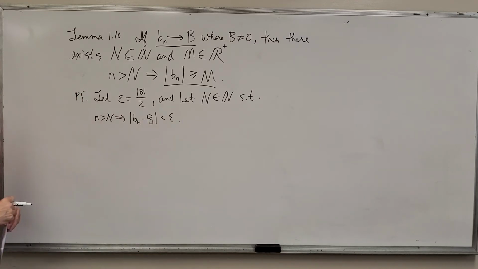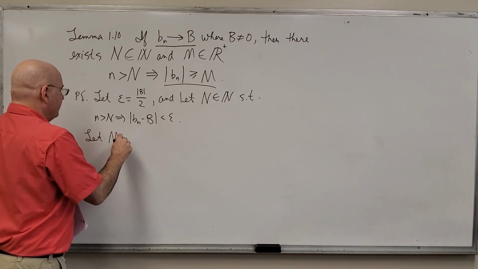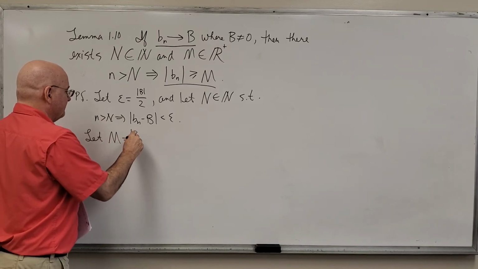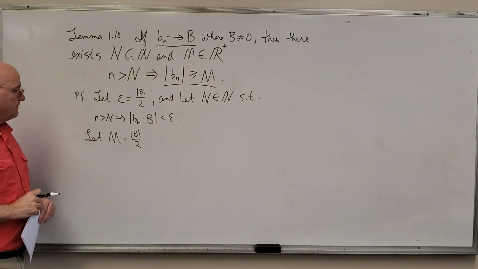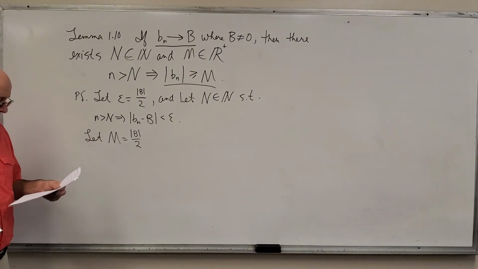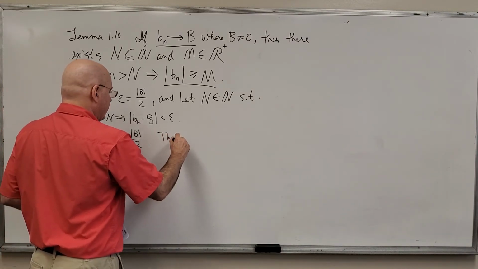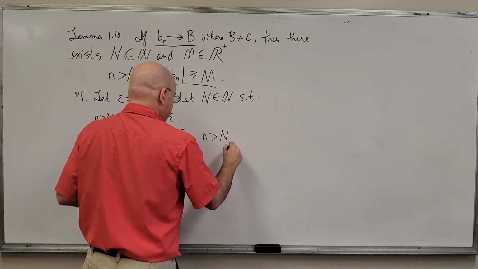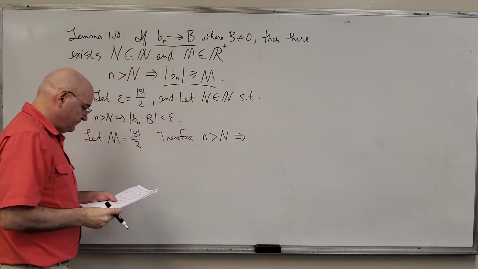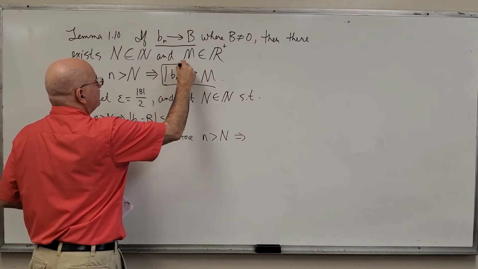Now this is unusual, but we are going to define m to be the same thing as epsilon is. I could write down let m equal epsilon, but I'm just going to rewrite the absolute value of the limit b over 2. And we're almost done here. Therefore, n greater than capital N implies the following. And we have to prove this.